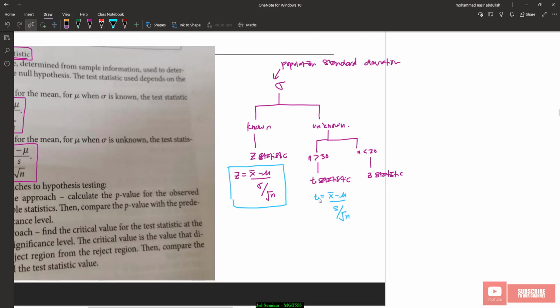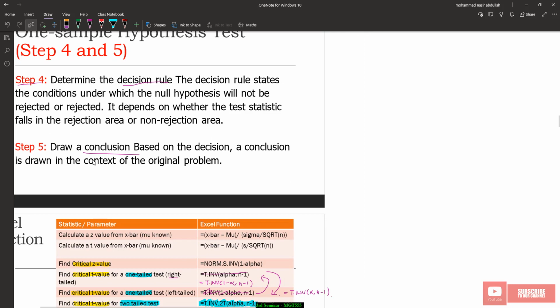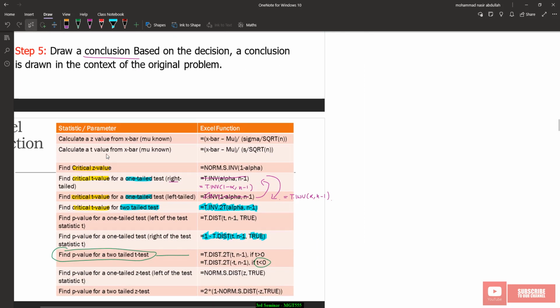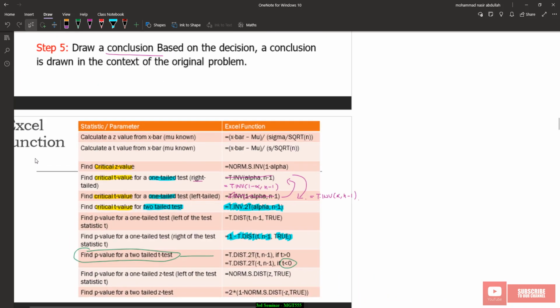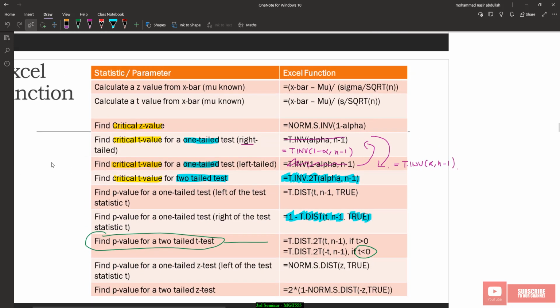Once kita dah identify statistical test, calculate the critical value ataupun p-value. You need to understand both. Right? And then we need to make a decision and conclusion. Itu saja. And then how to use Excel function is very simple saja. Tak susah pun. And the most important part is concept. If concept tak faham, yang ni semua tak boleh faham.